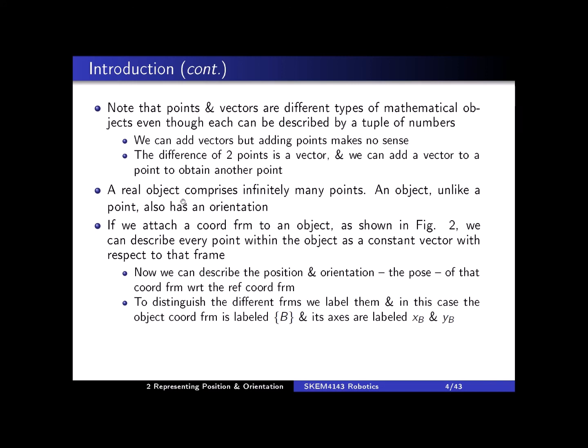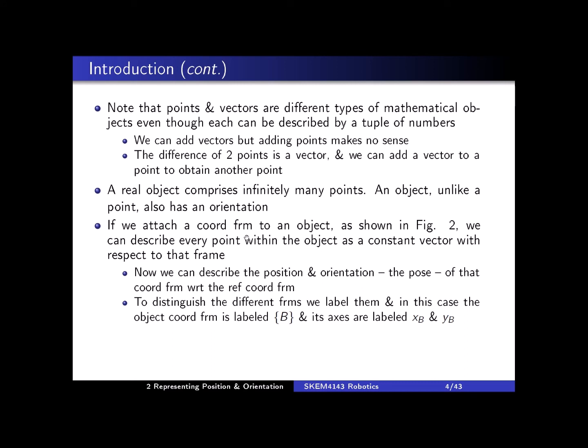So a real object comprises infinitely many points. Imagine if you have a mobile robot, there are many points on that robot, and an object, unlike a point, also has an orientation. Imagine your robot either facing you or facing left or facing right, because a robot has a sense of which part is the front and which part is the rear or the back. So it has orientation when you place it somewhere and rotate it.